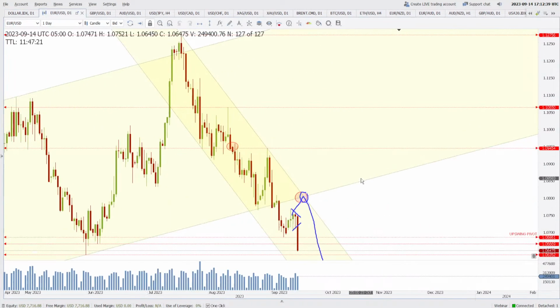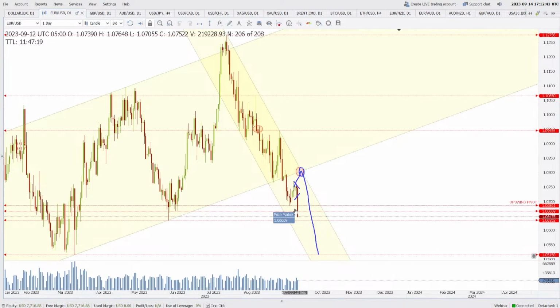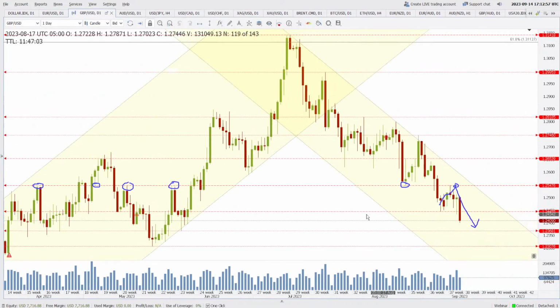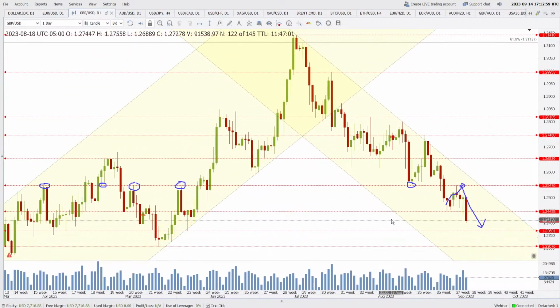For Euro USD, which has broken down, it has gone lower than the previous lows. So now the next support for this one is 1.0635, and the resistance may be expected in the range from 1.06669 and 1.06861.